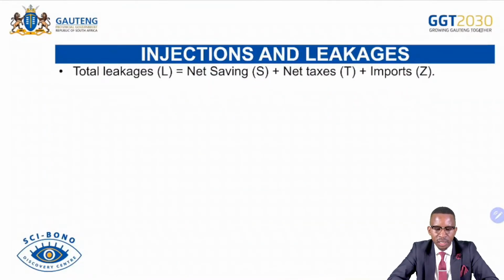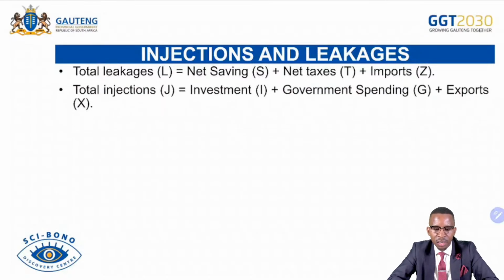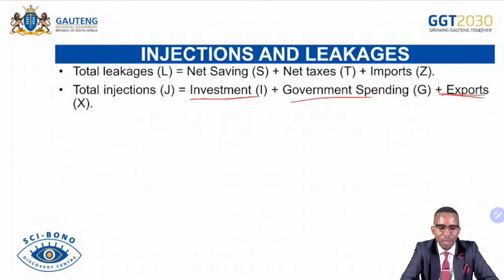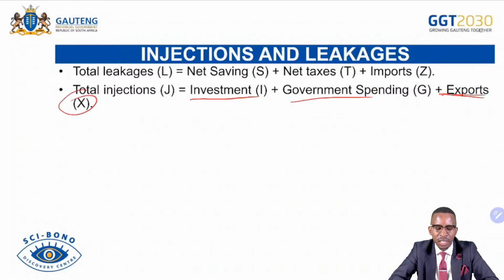So the total leakages, which is L, equals net savings, net taxes, as well as payment for imports. Total injections are J, equals investment spending by businesses, government spending, as well as spending on exports, or exports themselves, which is known to be X. That's the total of injections.